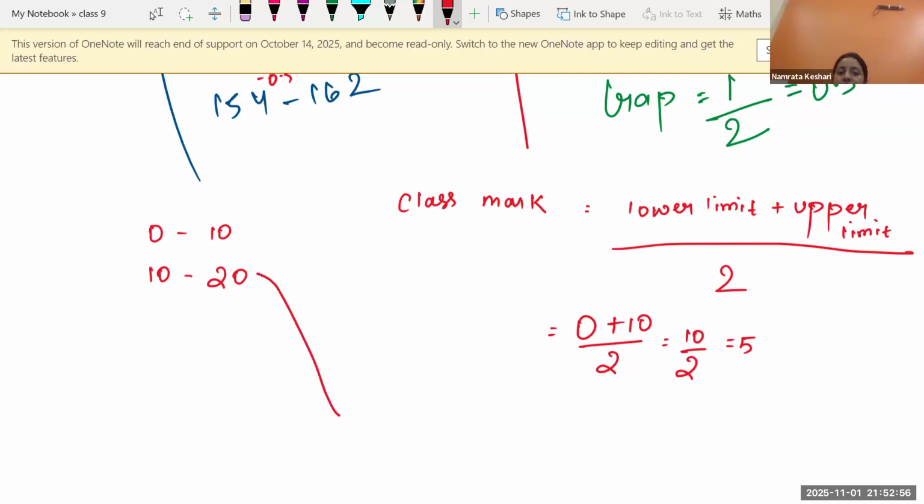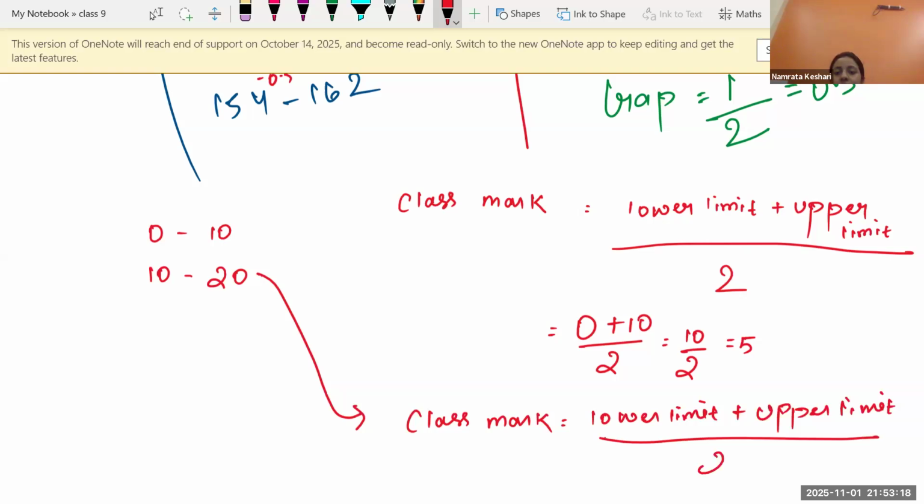For the next class interval, class mark just like that, we will find lower limit plus upper limit by 2. Fifteen. This is how we are supposed to find the class mark. Actually, this class mark, if you see carefully, is representing the midpoint. In between 0 and 10 there is a number which is 5, right? Similarly, in between 10 and 20 there is a number which is 15, right? So class mark means basically we are finding the midpoint of this class interval.